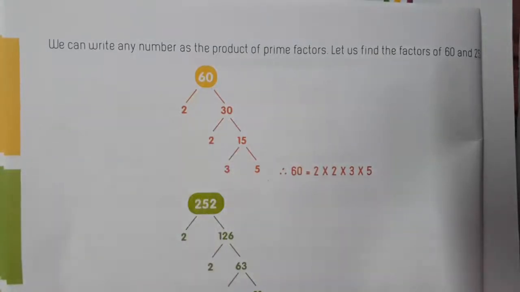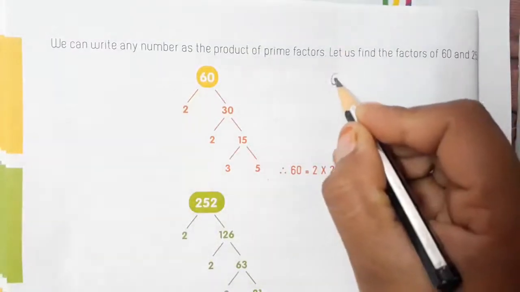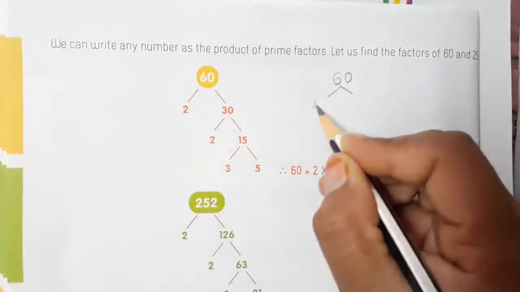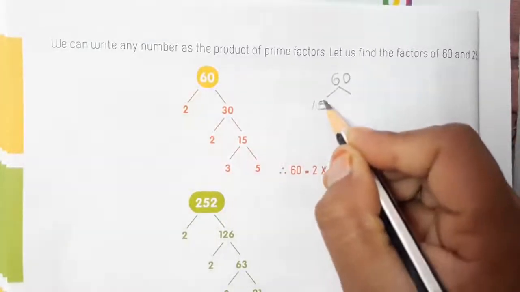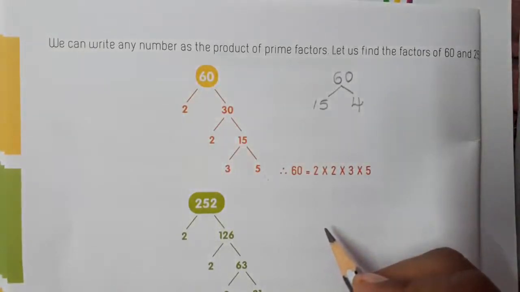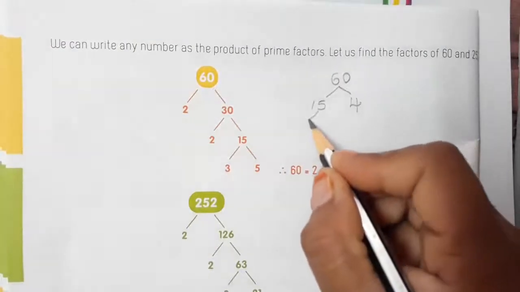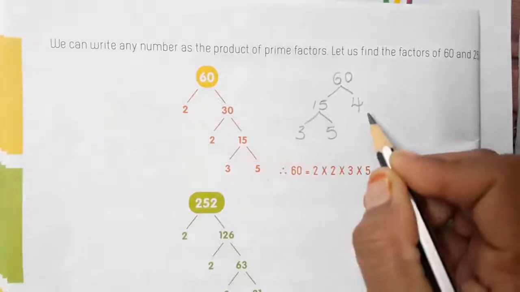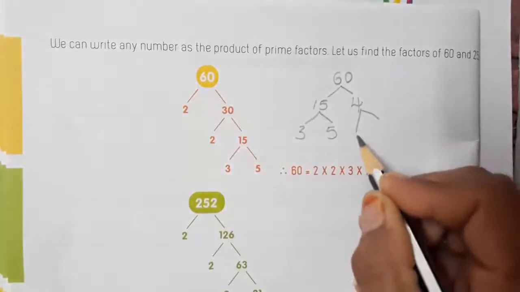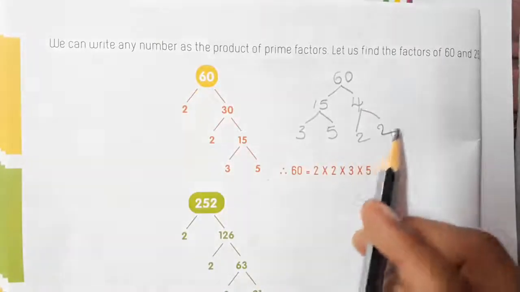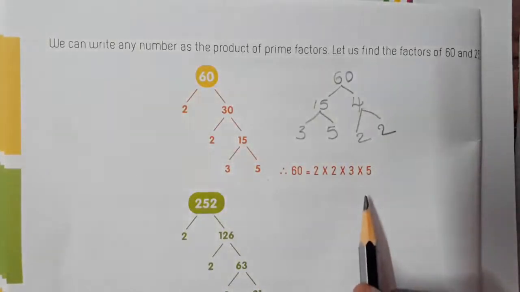We can divide 60 in another way also. 15 fours are 60. Again divide 15 as 3 fives, and 4 as 2 twos. So see here 3, 5, 2, 2. Same answer we will get.